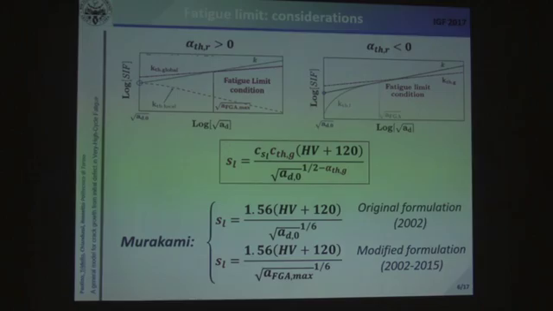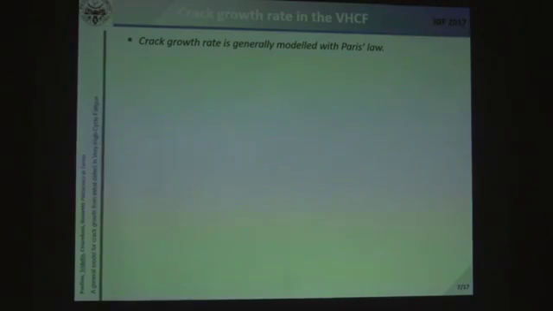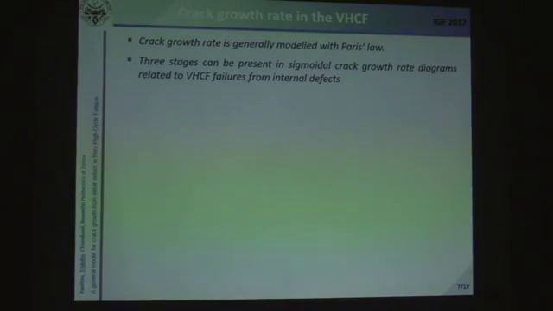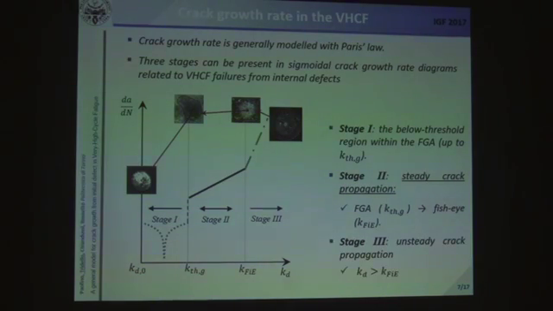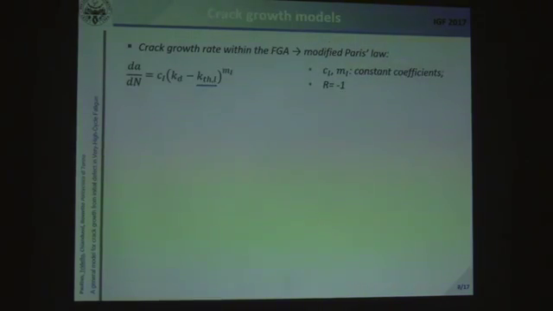Here it will be obtained through consideration of the crack growth rate within the FGA. Crack growth rate is generally modeled with Paris law, also in very high cycle fatigue, and three stages can be present in the sigmoidal crack growth rate diagrams related to very high cycle fatigue failures. The first stage is the below threshold region within the FGA. The second stage is the steady crack propagation stage outside the FGA and up to the border of the fisheye. And the third stage is the stage of unsteady propagation.